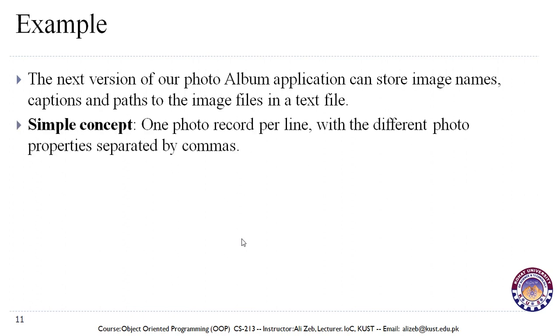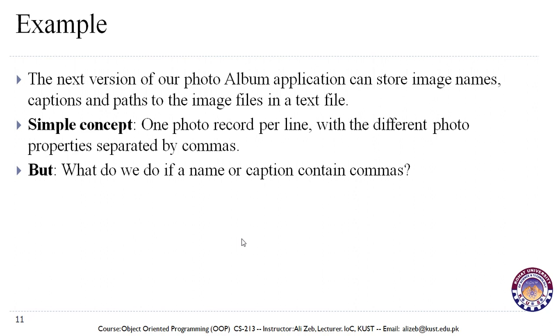The simple concept is one photo record per line. We want to store the details of one photo in a single line of our text file, with the different photo properties separated by commas and all within the same line.